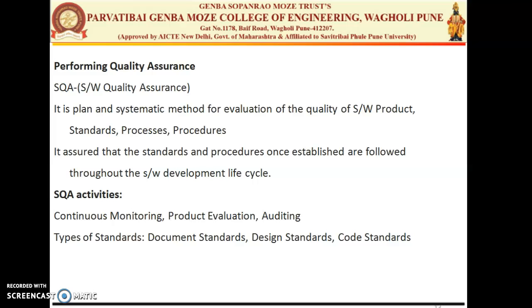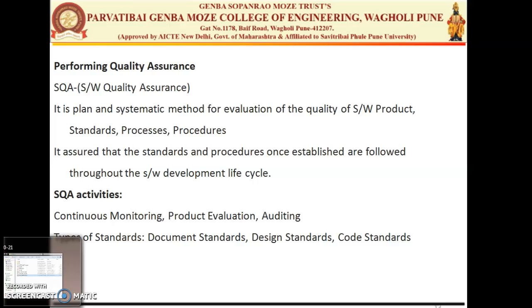So SQA is a planned and systematic method for evaluation of the quality of your software products, what standards you have established, what processes you have considered, and what your procedures are to follow all the standards and procedures. So it is a systematic plan or systematic procedures. So we have different standards and procedures under software quality assurance.